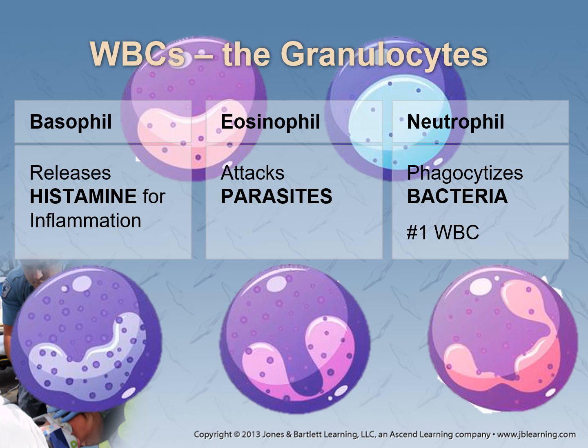So eosinophils are going to attack parasites, and then neutrophils are going to attack bacteria. All right, neutrophils are like the number one blood cell. Most of our white blood cells are neutrophils.